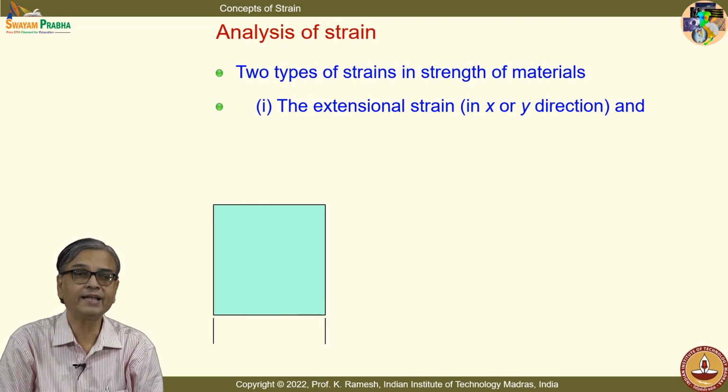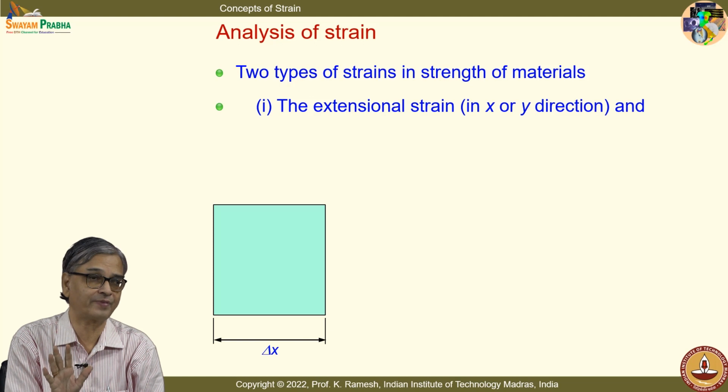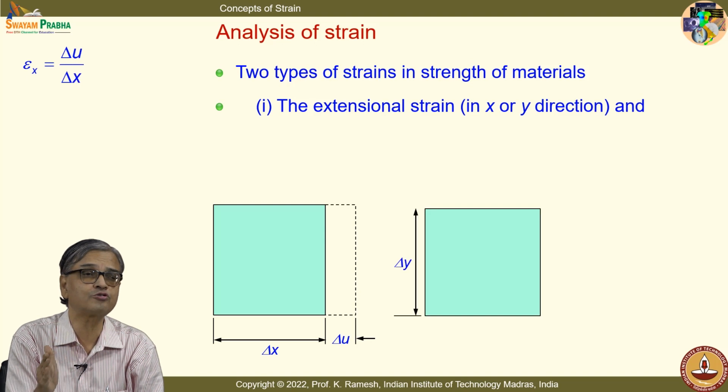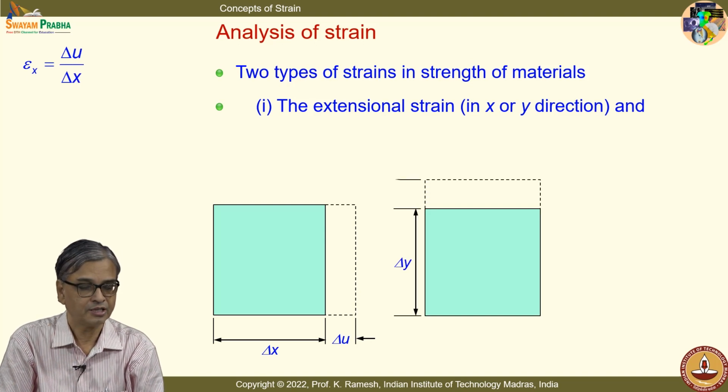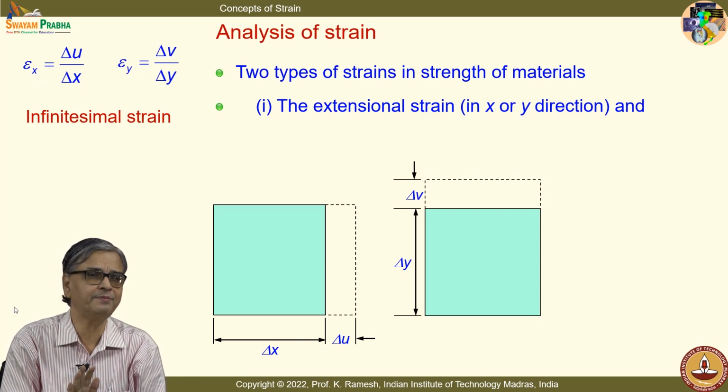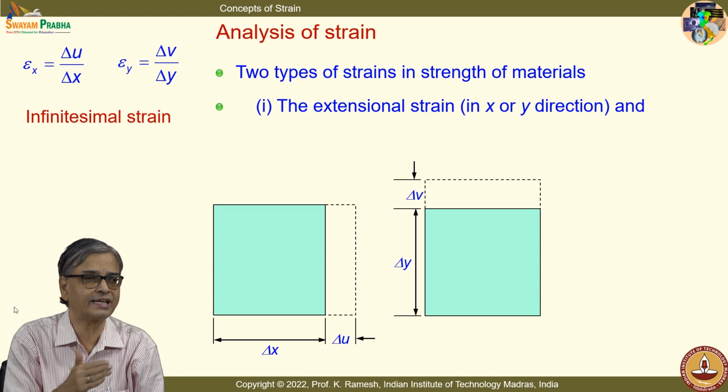I have a small element of size delta x and delta y. We have taken a small element delta x, delta y. In the limit, we will say delta x goes to 0 and delta y goes to 0. And whenever there is an extension like this, I can have this as delta u, change in length, divided by the original length. I can call this the axial strain in the x direction, and you will also have two subscripts. These subscripts share the similar nomenclature that we have looked at. It will represent direction. Instead of the plane, the first one will show the direction.